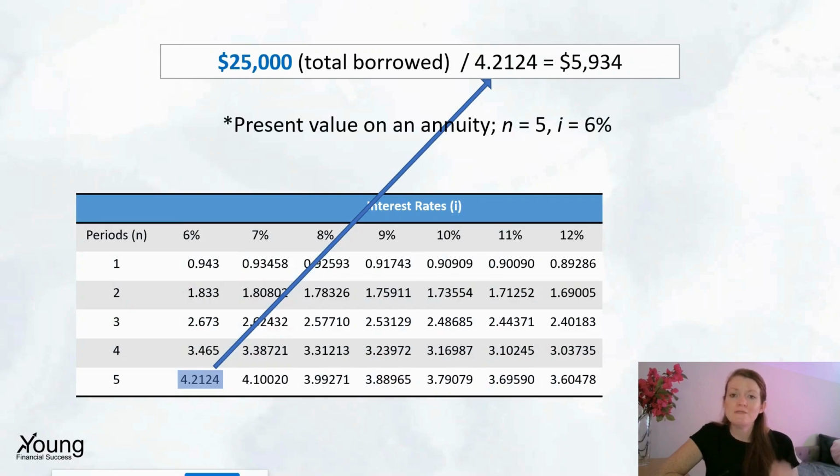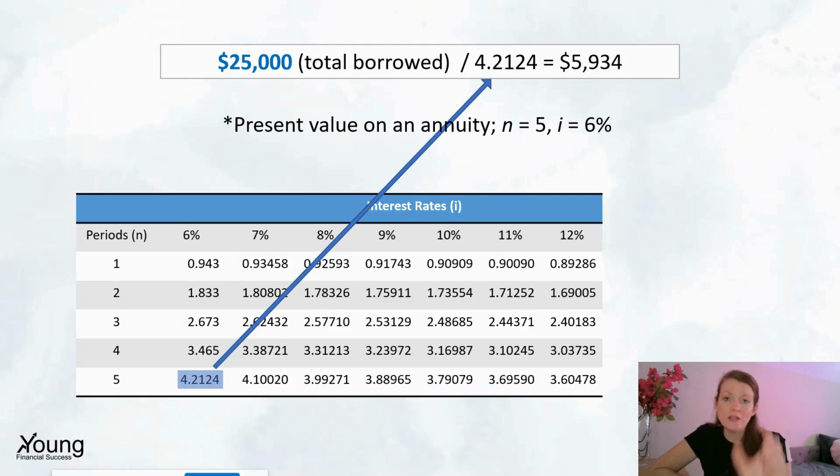So we go to the present value of an annuity table, the PVA table, and we go to 6% because they told us that was the interest rate, and 5 years, 5 accounting periods. That gives us 4.2124. So what we do to figure out the payments, and this is what's happening in the real world when they figure out your car payment or your mortgage payment, they're taking the amount borrowed divided by that factor, and that tells them how much to charge you every period, and then that will allow them to charge you the appropriate amount of interest and have you pay back the principal in those periods.